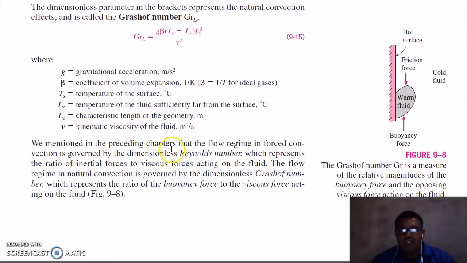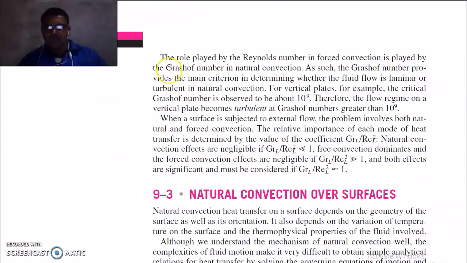We mentioned in the preceding chapter that the flow regime in forced convection is governed by the dimensionless Reynolds number, which represents the ratio of inertial force to viscous force acting on a fluid. The flow regime in natural convection is governed by the dimensionless Grashof number, which represents the ratio of the buoyancy force to the viscous force acting on the fluid. The role played by the Reynolds number in forced convection is played by the Grashof number in natural convection.